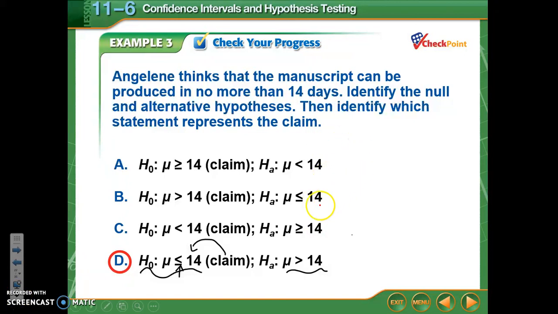Okay, that's as far as we're going to get in this video. We'll have a second video that will explain to us what we do with these hypotheses.